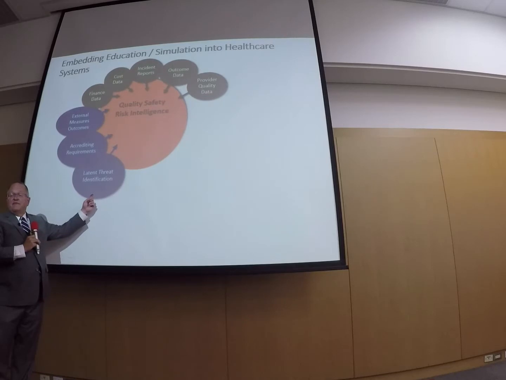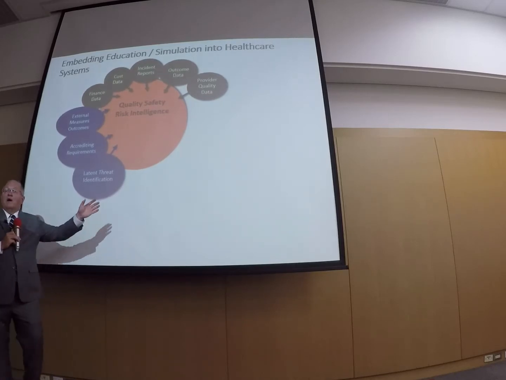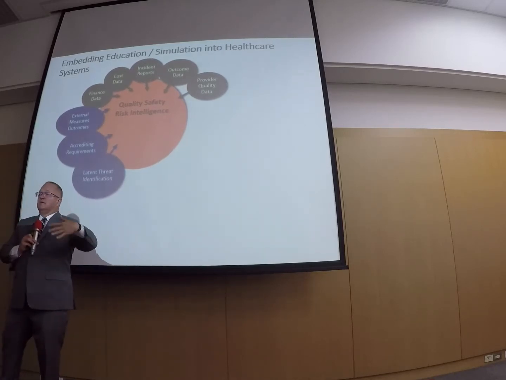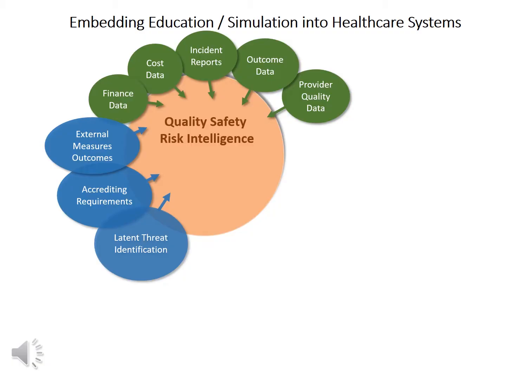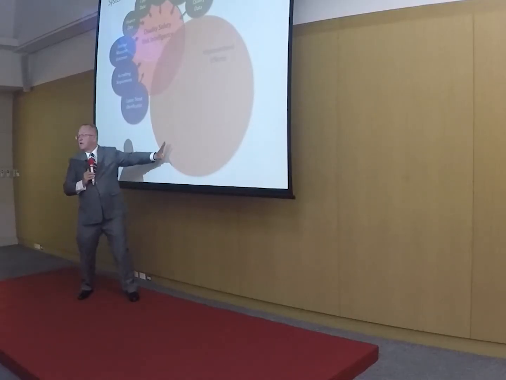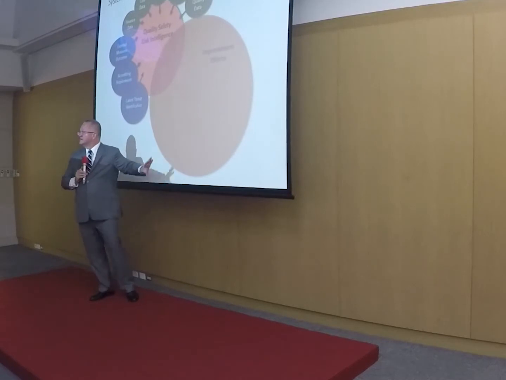Latent threat identification means where are the problems in our hospital that we don't even know yet? Okay, where are they? Where do they live? And then all of that data lays on top of how do we improve? How do we get things better?